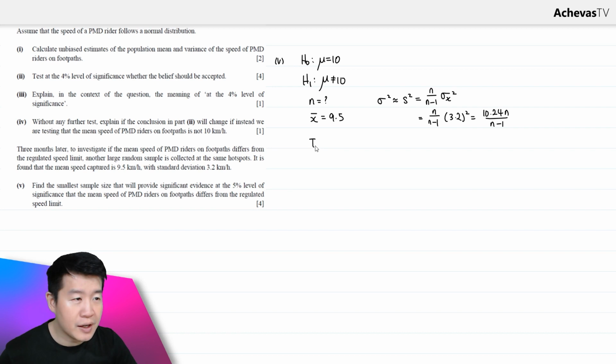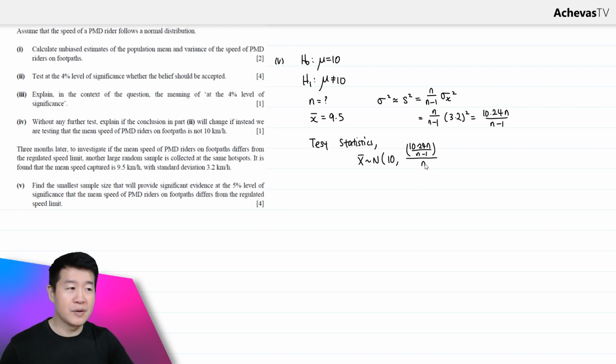And with this, we can now write down the test statistics. For the test statistics, x bar will follow a normal distribution with mean 10, and the variance will be the population variance, 10.24n over n minus 1, divided by n. With population variance divided by n, and this time I'm going to be quoting the central limit theorem.